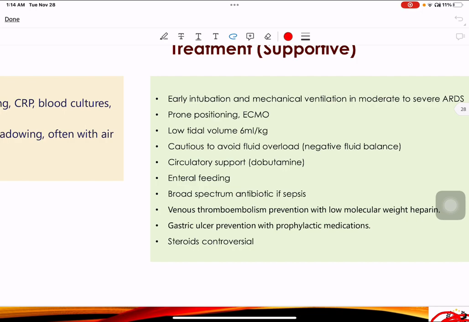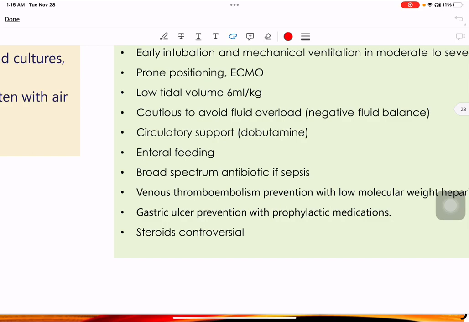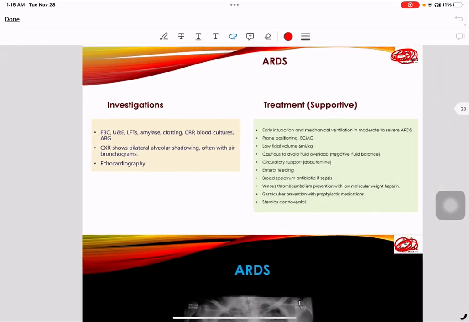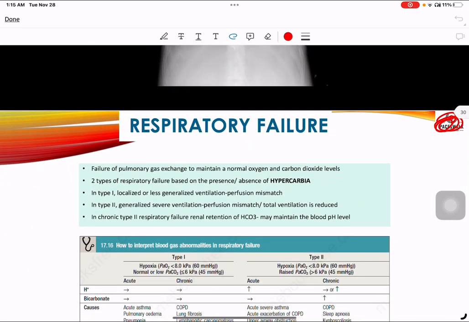We have to avoid fluid overload. We have to maintain circulatory support with dobutamine, enteral feeding, and broad spectrum IV antibiotics. We have to prevent venous thromboembolism with low molecular weight heparin, and prevent gastric ulcers with prophylactic IV PPI. Steroids are controversial in acute respiratory distress syndrome.